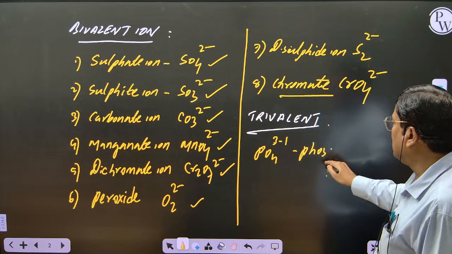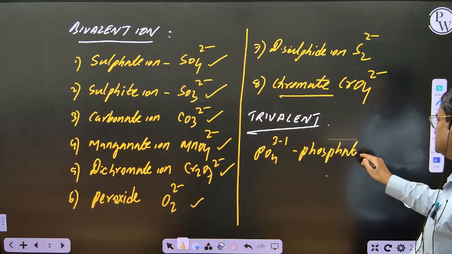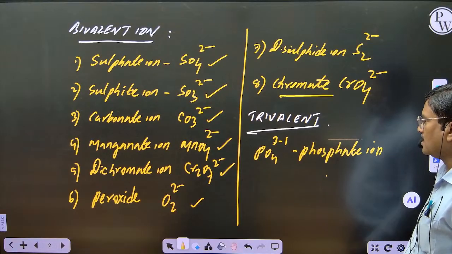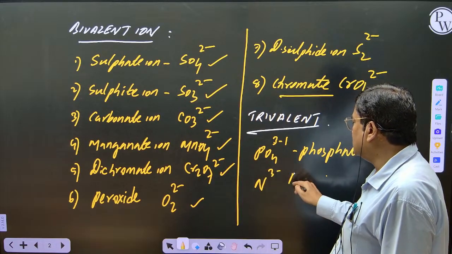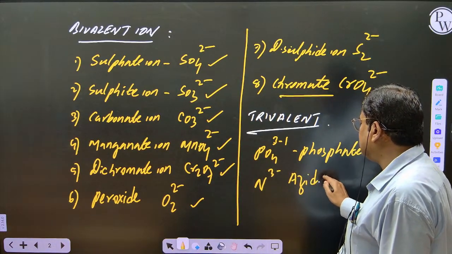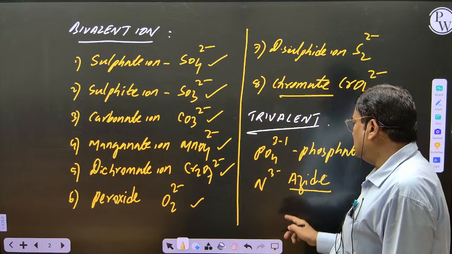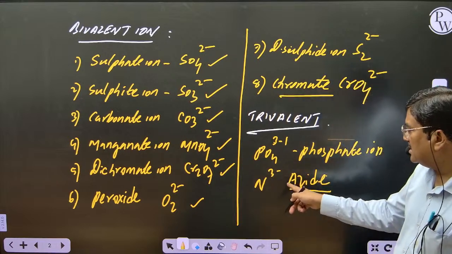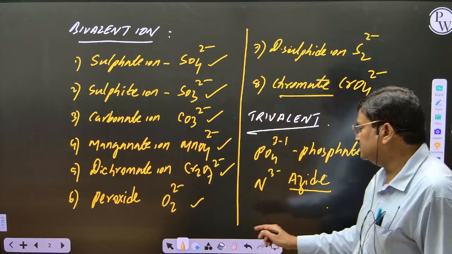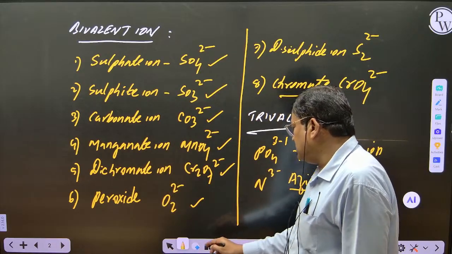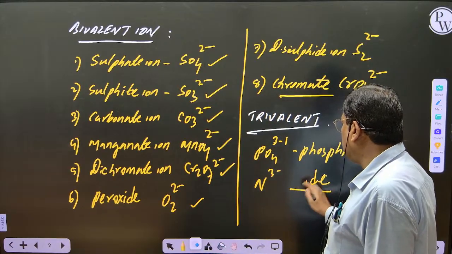Later you get in chemical bonding, phosphate ion. And see N3 minus. This is called azide ion. See the difference between nitride and azide. N3 minus is called azide. This will be nitride.